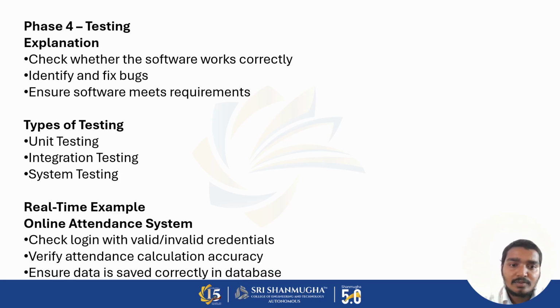And the next step we go to the testing. After we complete the coding process, this step is very important. Testing checks whether the software works correctly or wrongly, identifies and fixes bugs, and ensures the software meets the requirements. There are three types of testing: unit testing, integration testing, system testing. The example is the online attendance system. The user can check the login with valid or invalid conditions. They verify the attendance calculation accuracy and ensure the data is saved correctly in the database.